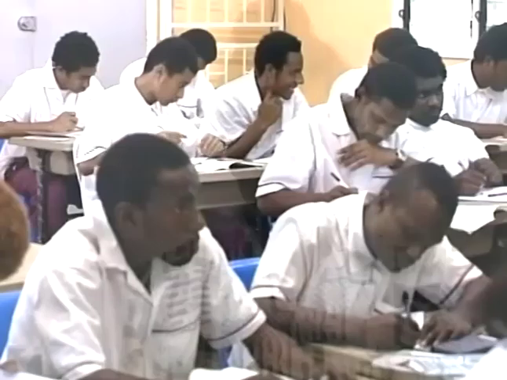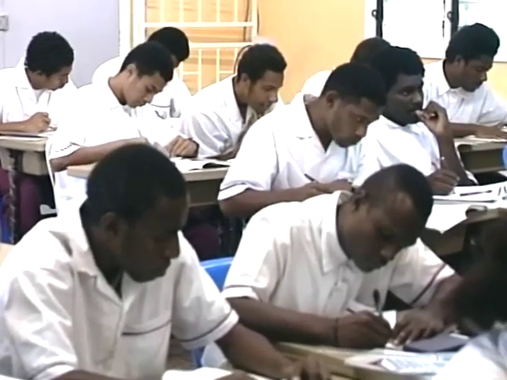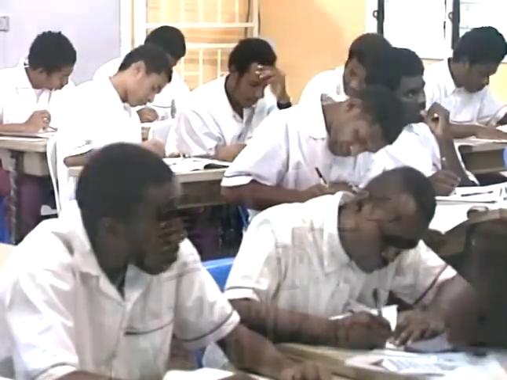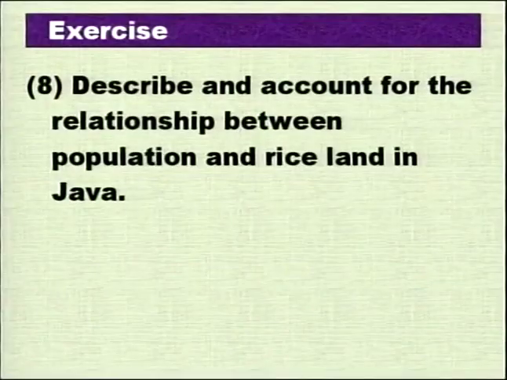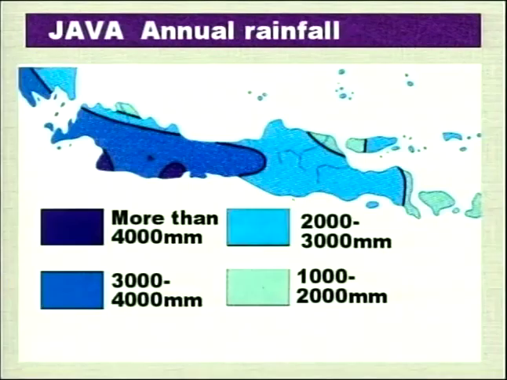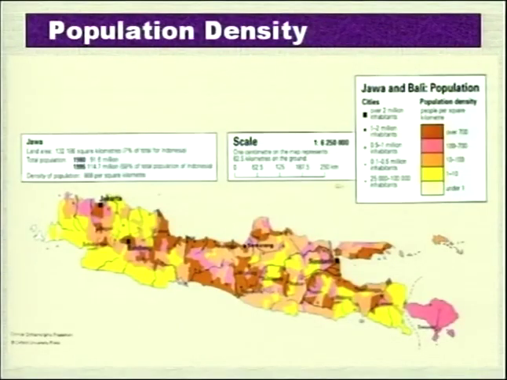Now we move on. Let's look at exercise 8. On the monitor, the activity reads, describe and account for the relationship between population and rice land in Java. Before we can answer that question, let's look at the maps. You have 2 maps that are given. The first one shows us the distribution of population. And the second map shows us the rice growing areas on Java.